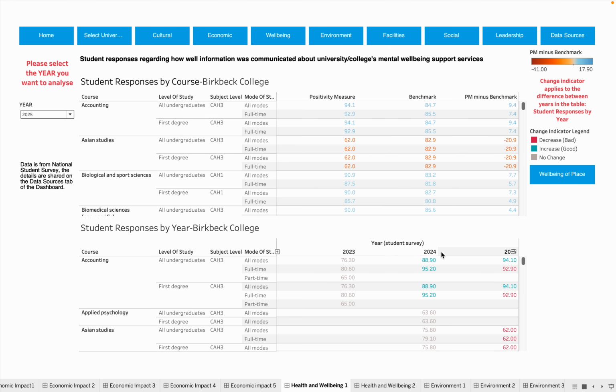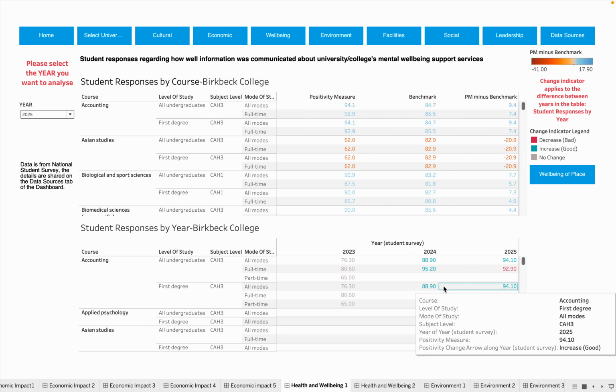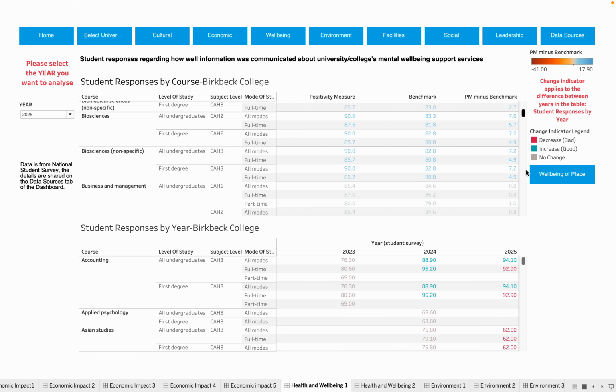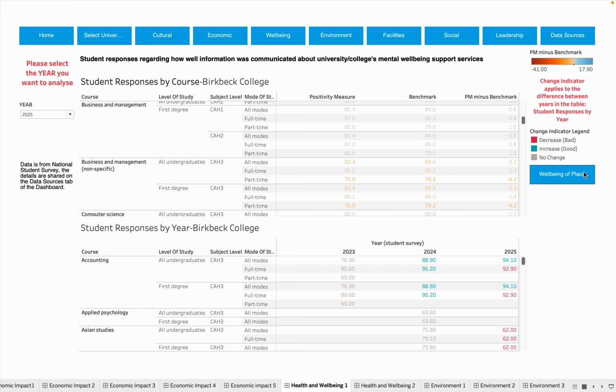In this chart, we are looking at the same data in a different way. We are now looking at the years, and we want to see if we have improved from one year to another. You can see the change in the indicator legend here. We don't want to see decreases here, obviously. We want to see some increases from one year to another. And I can have a look at different courses.